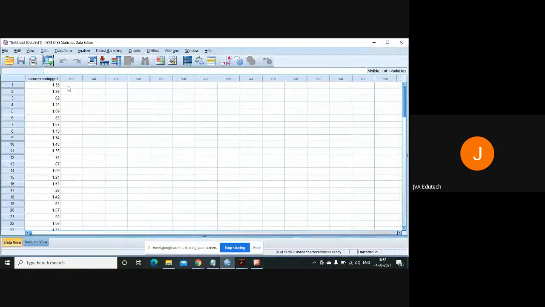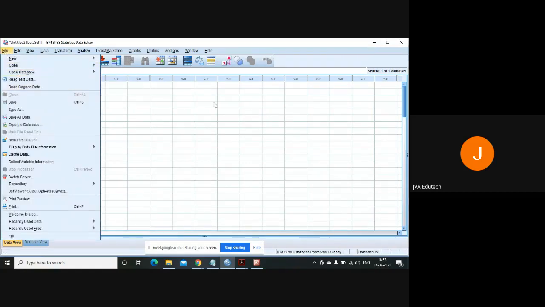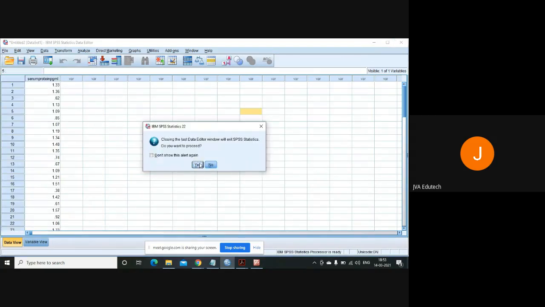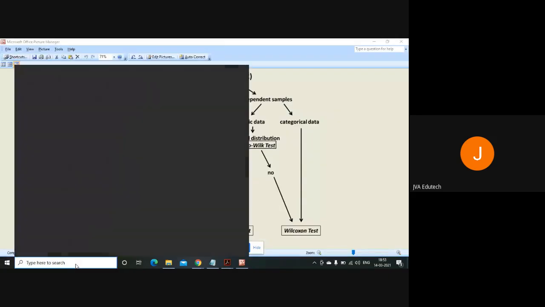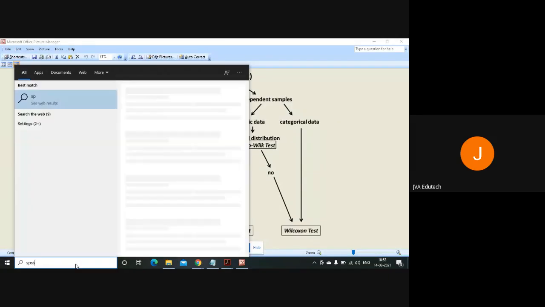I have opened a file. This is named as, or I'll open it again. And I'll request you people to also open that file that is already there.